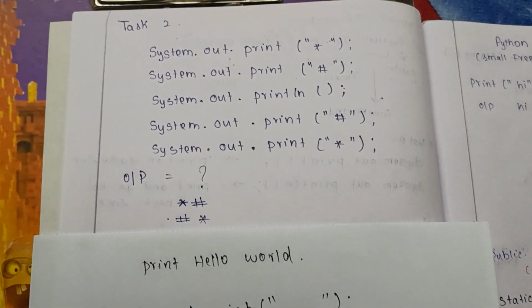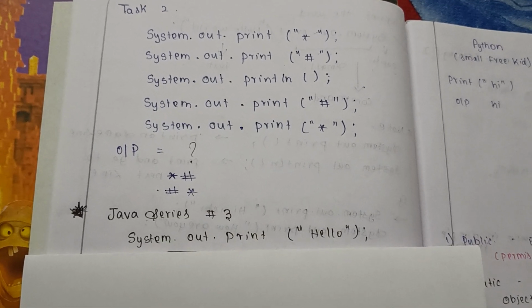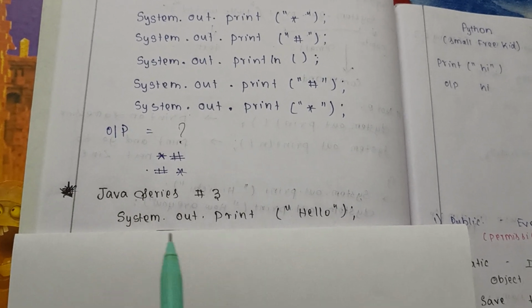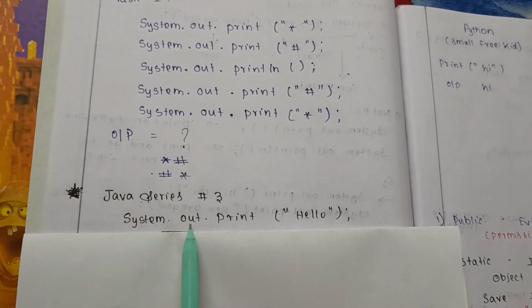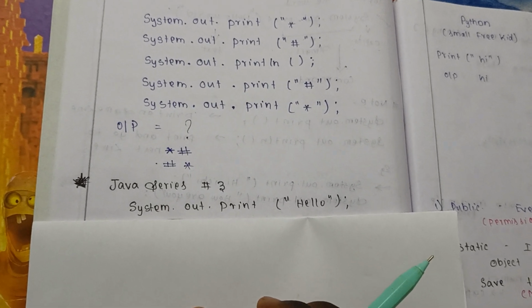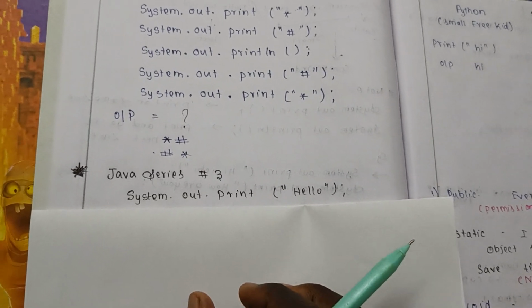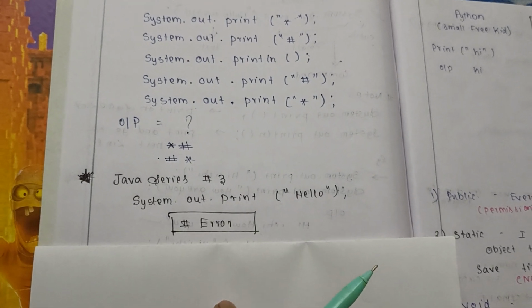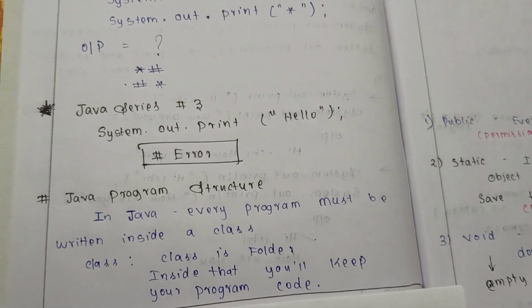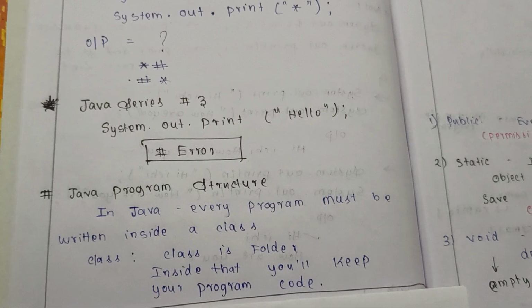I hope you can understand very clearly what Task 1 and Task 2 are. At the start itself, I explained that Java won't accept this line. For example, if you write System.out.print hello and run the program, will it print hello? Yes or no? The answer is no. It becomes an error. Why? The reason is the Java program structure. The Java program structure is different.